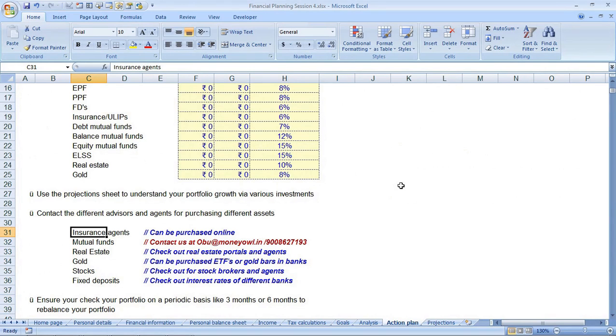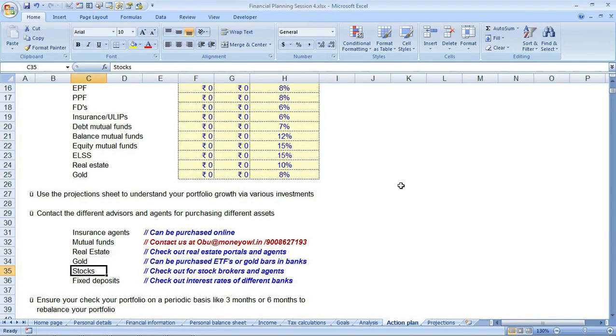For each of these action items, insurance, you can purchase lots of policies online itself. And for mutual funds, you could contact us. We are a SEBI registered advisor in mutual funds to suggest the plans which will fit you in your overall plan. You could always call us or write to us to suggest the mutual funds which you might want to purchase. Real estate, you could find deals from the real estate portals and agents. Gold, you could invest in gold ETFs or purchase gold bars or coins from banks.